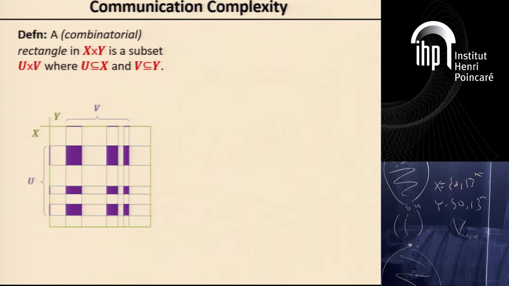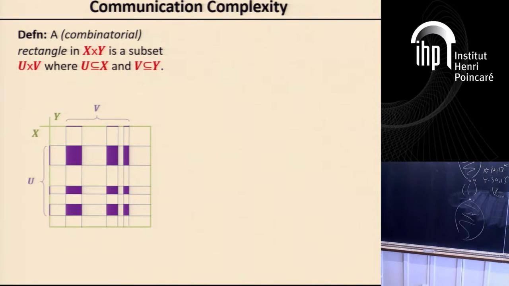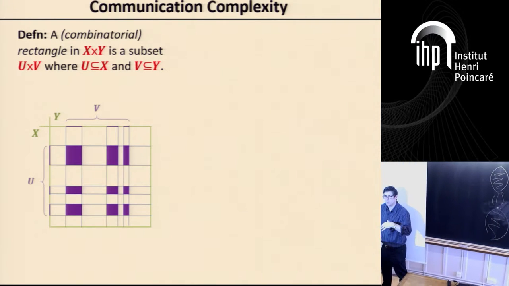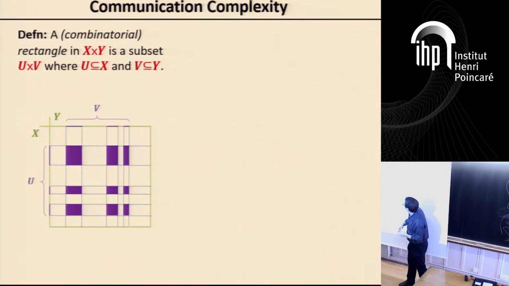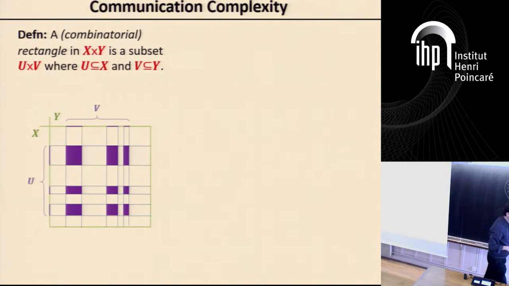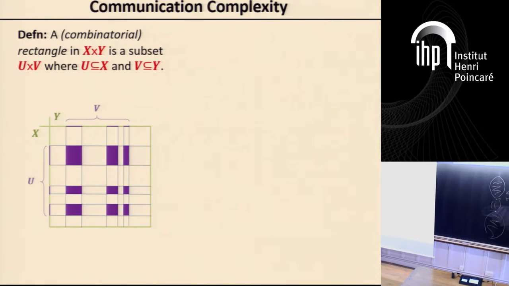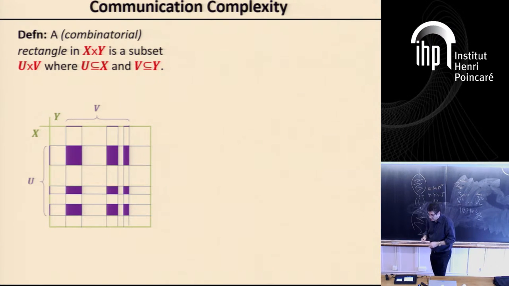A combinatorial rectangle is basically a submatrix of this matrix. It's a set of inputs for Alice and a set of inputs for Bob, and all possible combinations between them. That's a combinatorial rectangle. So it's U cross V, where U is a subset of inputs for Alice, and V is a subset of inputs for Bob.